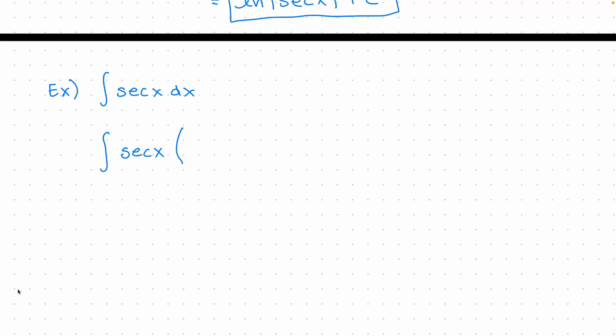Here's what you do. We're going to multiply by a form of 1. Actually, let me change colors. We're going to multiply by secant x plus tan x over secant x plus tan x. And like I said, don't worry. I just want you to understand it. Don't worry about trying to come up with something like this on your own. But look what happens when we multiply by this.